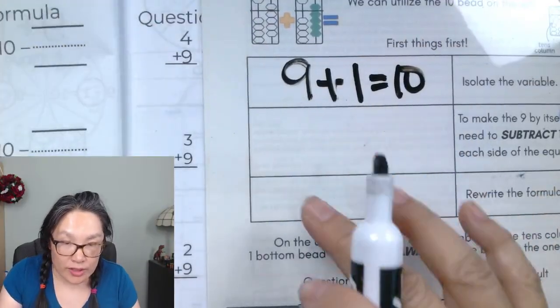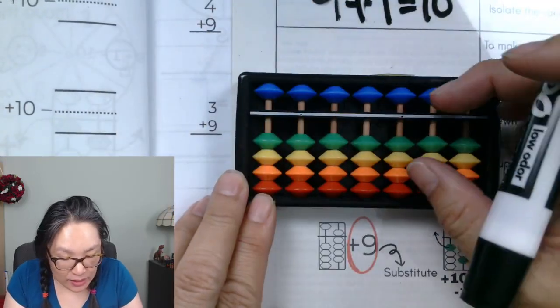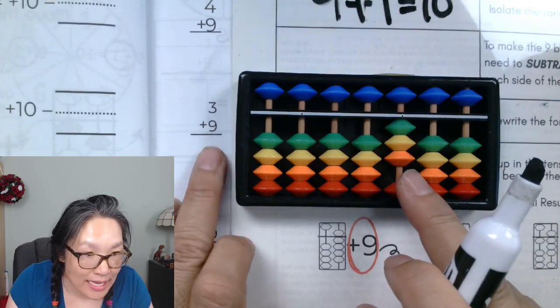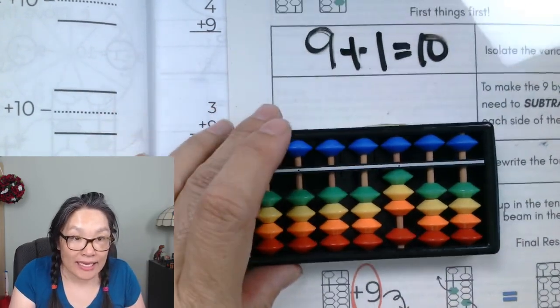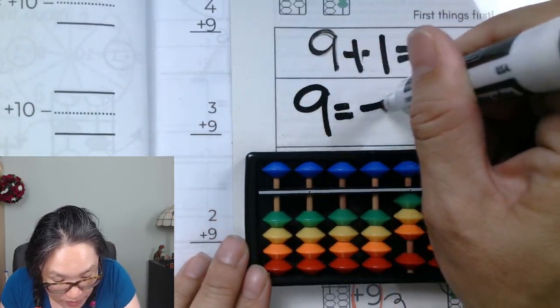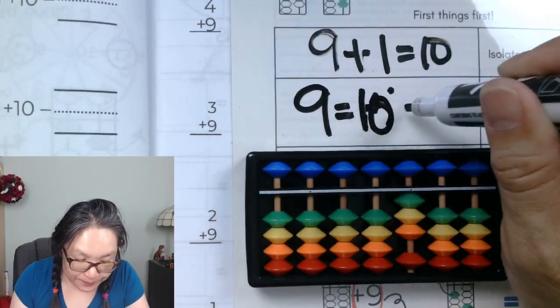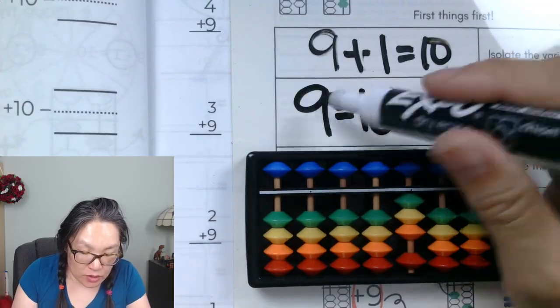So what we're going to do is add the 3. When we add the 3, notice I want to add a 9, but there's not enough beads to add the 9. So what's going to happen? I need to isolate my variable. When I isolate my variable, the 9 is equal to 10 minus 1. So now it's balanced.